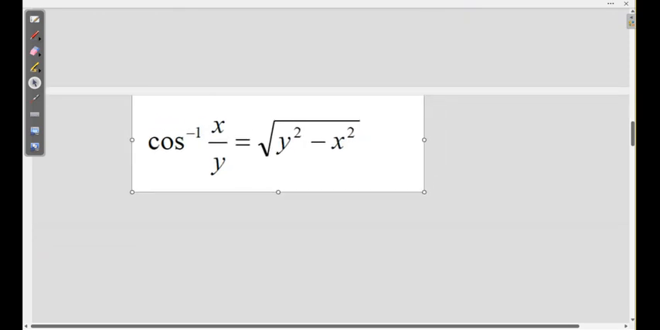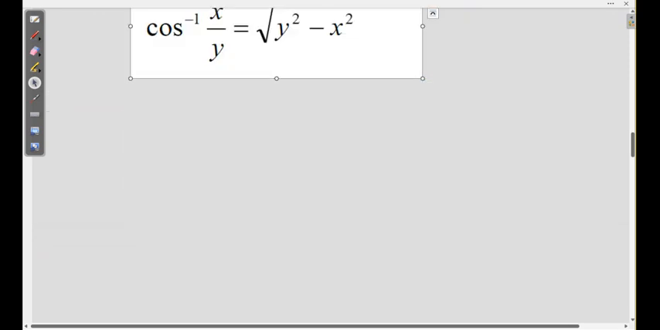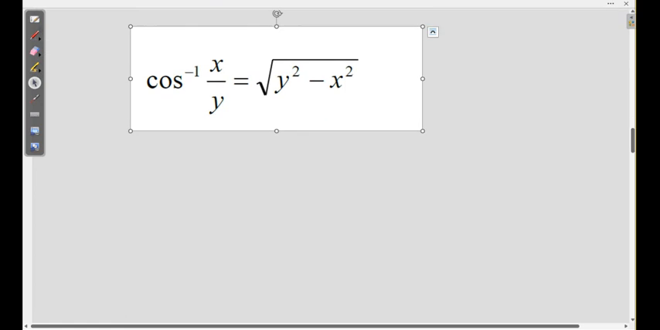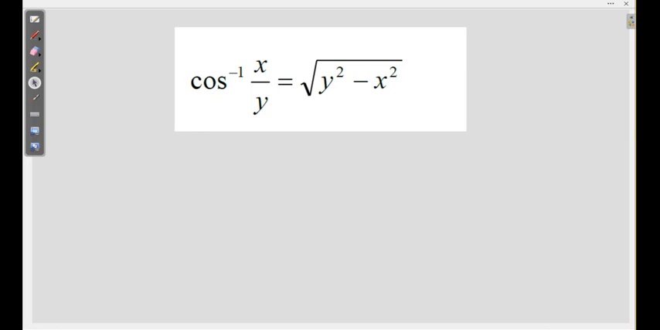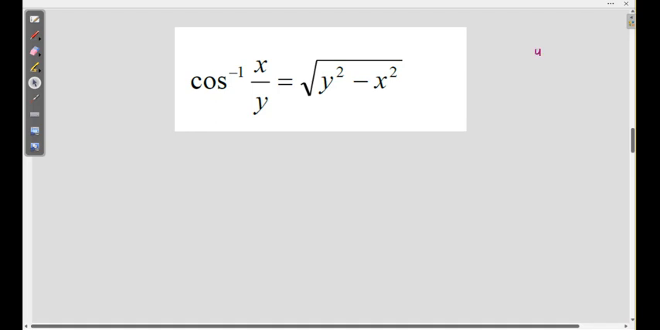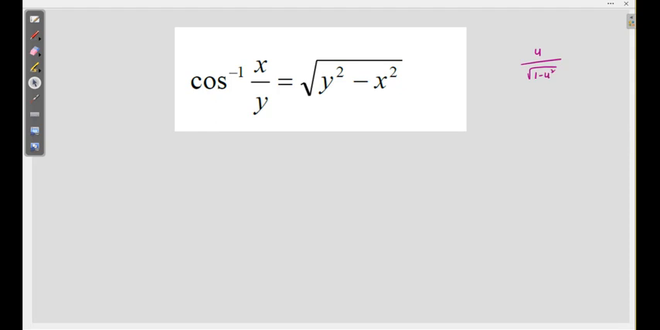Right. So if we have this, looks very nice. Now it's cos. Let's remember that for sine we said it was u all over square root of 1 minus u squared. For cos, remember we just add a negative there. That will be for cos.